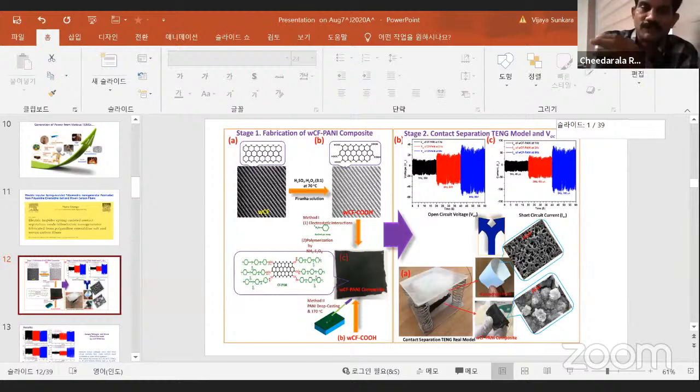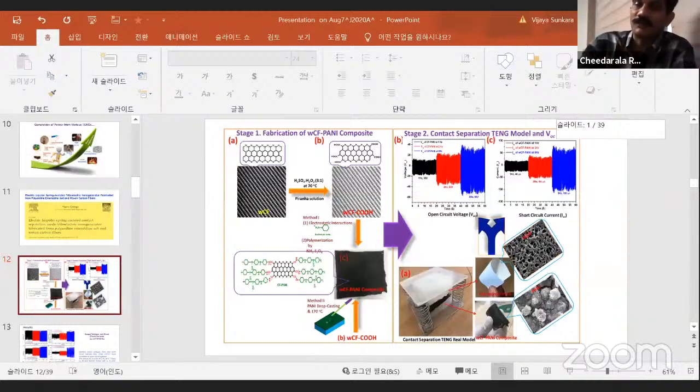We developed this material using simple carbon fiber, oxidized by Piranha solution by a harsh oxidation method, and we generated and deposited the polyaniline emeraldine salt on top of the carbon fiber. This carbon fiber is strongly attached by the dip coating method or drop casting method. After that, we use this material as an electropositive electrode. That electrode can be touched with the PTFE or PVDF.